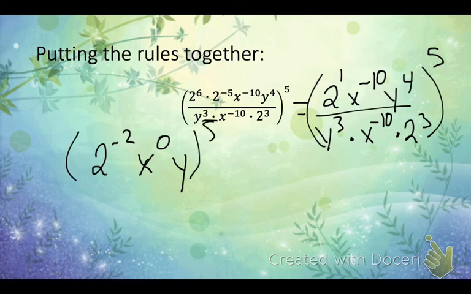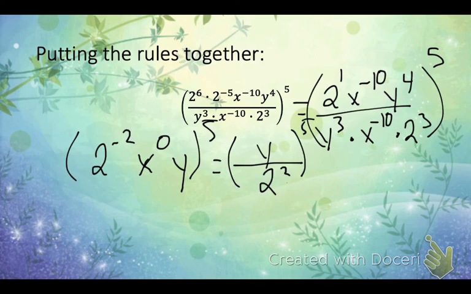Then I'm going to simplify everything else that I can. So 2 to the negative 2 needs to go to the bottom, and that would become 2 squared, which is 4. So I'm just going to write 2 squared. And then x to the 0 is just 1, so that goes away, and then y stays y. It's still to the 5th.